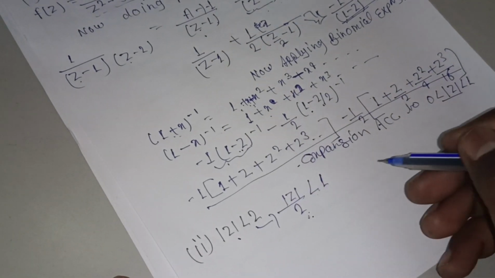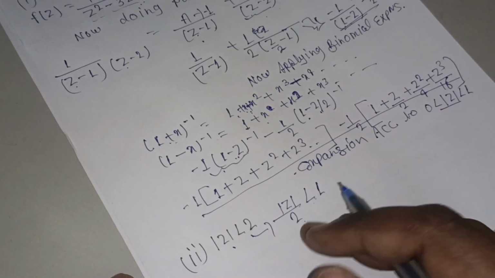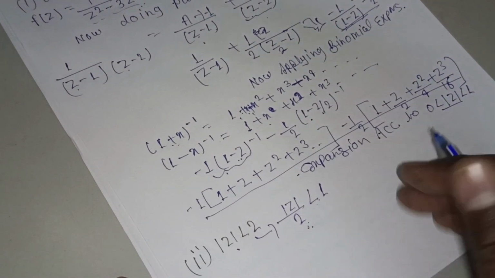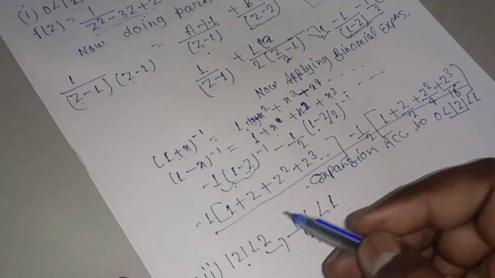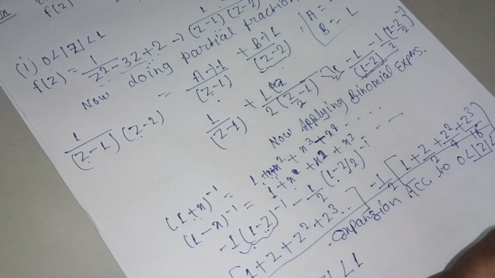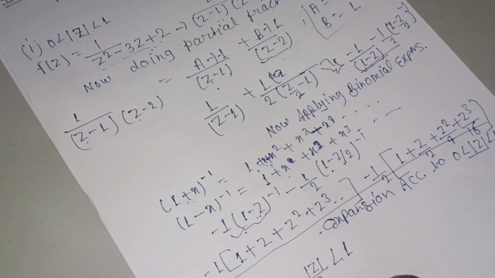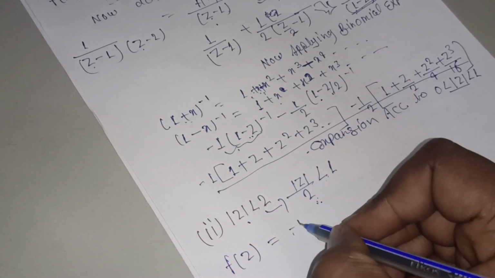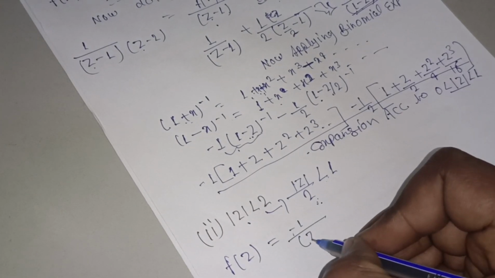Okay, so let's solve. This is our given equation. We have already found the values of a and b. The value of a is minus 1 upon z minus 1.